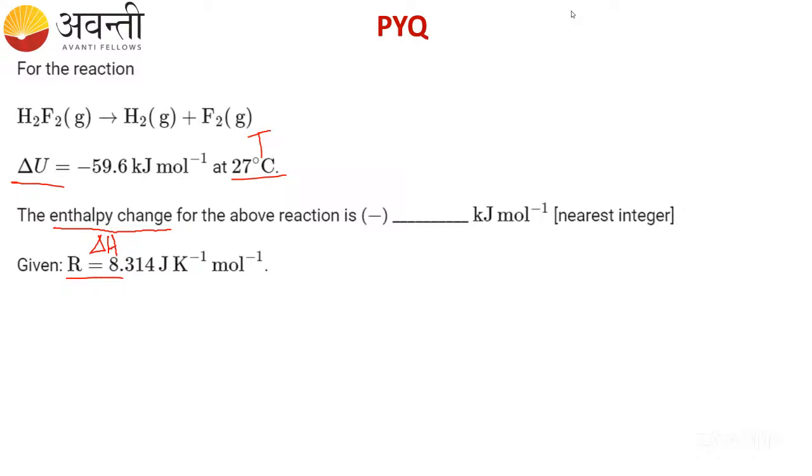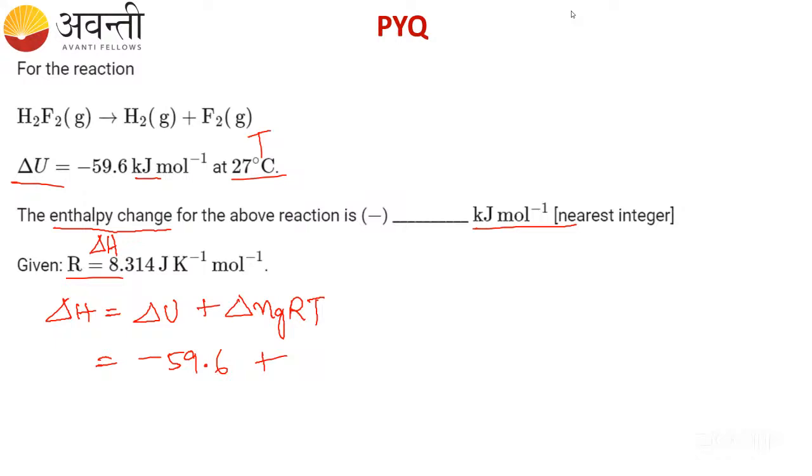But it is delta H and delta U. Okay, your answer is correct. Delta H is equal to delta U plus delta Ng RT. Okay, so this is the formula. Delta U is given as minus 59.6 kilojoule per mole. We have to convert that into the other term, right? But we don't have to convert, because in the question they are asking the answer in terms of kilojoule only. So just write this as it is, 59.6 plus delta Ng.